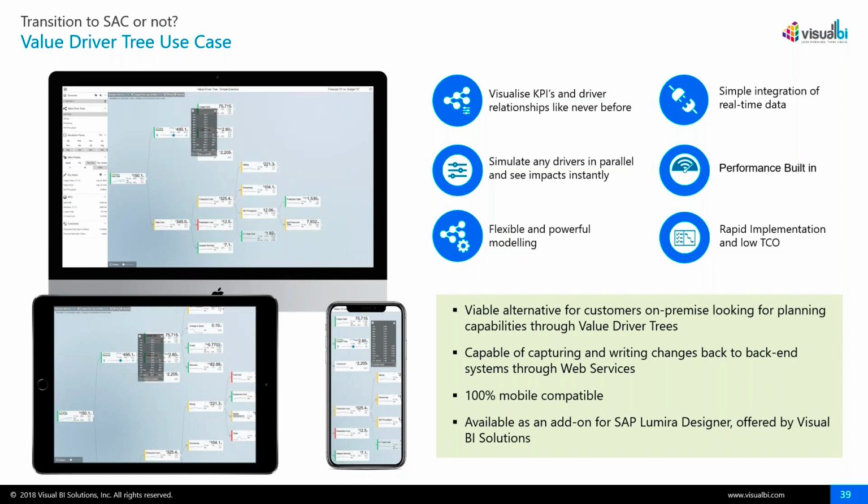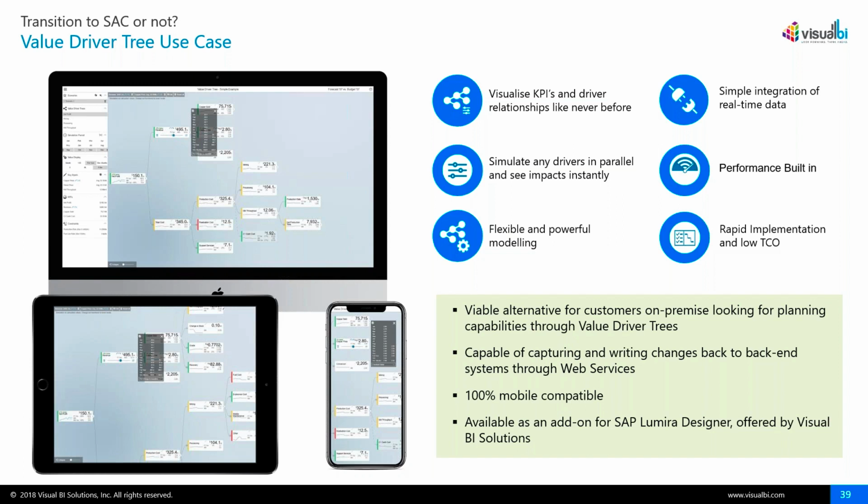In fact, Visual BI has its own value driver tree that you can run on top of Lumira. So if you are purely looking at Analytics Cloud for planning-based functionality, or merely visualizing using value driver trees for a better understanding of the operational drivers in your organization, a viable alternative is your value driver tree on Designer. It runs on all devices. It's very flexible and very, very seamless. And hopefully I should show you a quick demo at the end of this session.